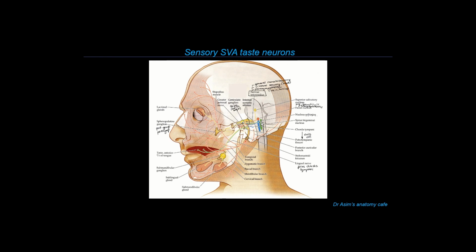We are interested in knowing the details of the taste neurons which travel through the facial nerve. These special visceral afferent taste neurons pass through the nervus intermedius or the sensory branch of the facial nerve to eventually enter into the brainstem to reach the rostral part of the nucleus of tractus solitarius here in the brainstem. Now let's try to learn this taste pathway in a little bit more detail.